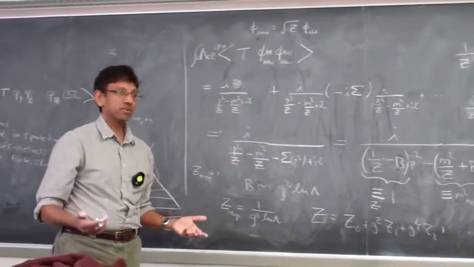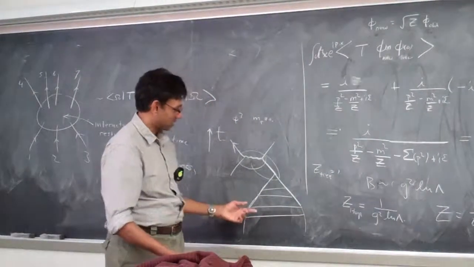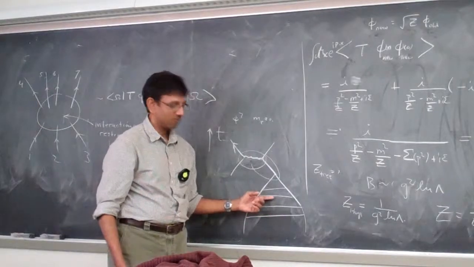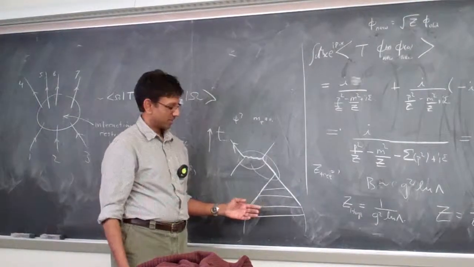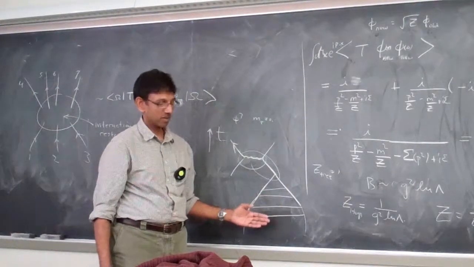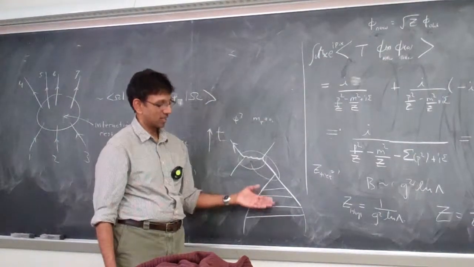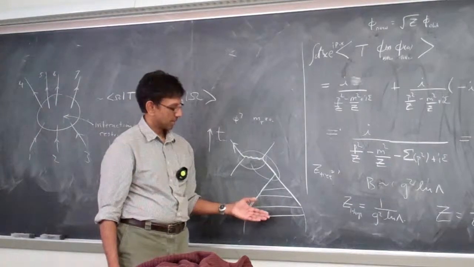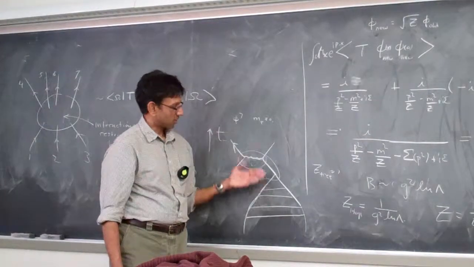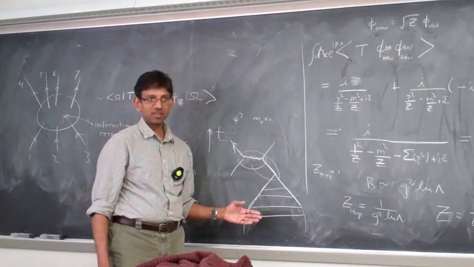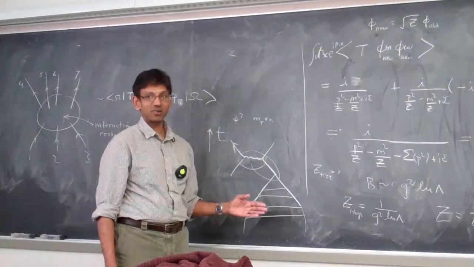The classic example is the hydrogen atom. You would try and describe the hydrogen atom in perturbation theory as the result of an infinite number of exchanges of virtual photons. It's not the masslessness of the photon that's doing the work. It's the non-perturbative nature of the hydrogen bound state.